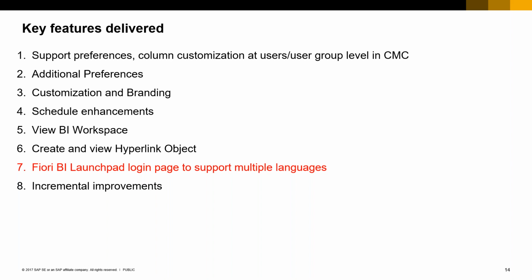So in Service Pack 7, we have introduced some new enhancements to the Launchpad. Options to support preferences, column customizations, and being able to set some custom options for a user at the user group level from the CMC, some additional preferences which can be set on the Launchpad as well, and some customization and branding. This was an ask from a few of our customers because we support customization and branding on the classic Launchpad, and they expected a similar capability on the new Launchpad as well.